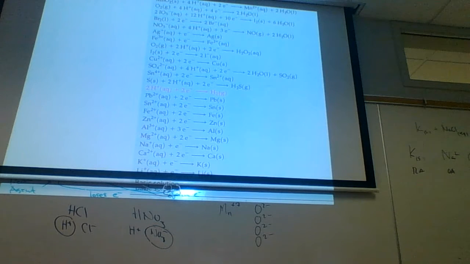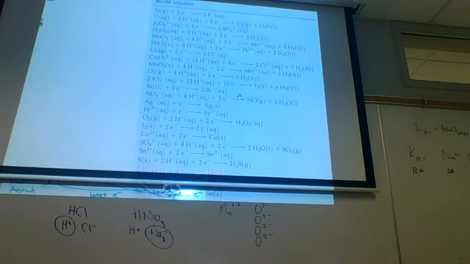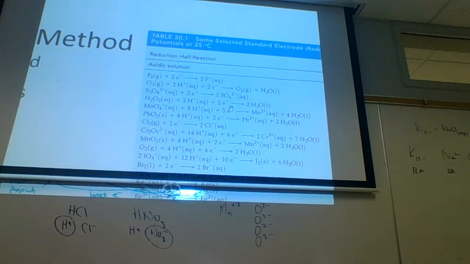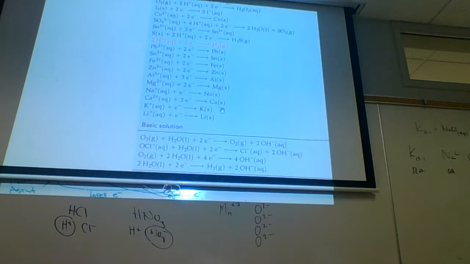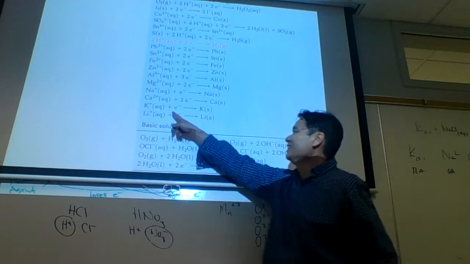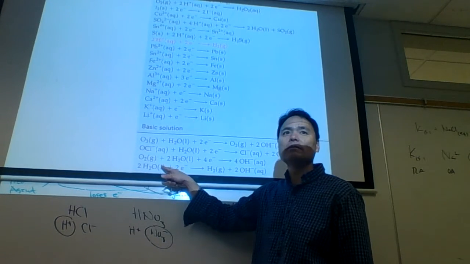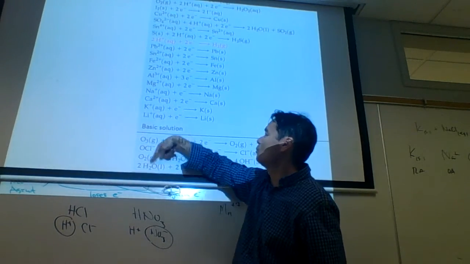Okay, then what we do is we pick the strongest reducing agent and the strongest oxidizing agent. So let's pick the strongest oxidizing agent. What is the strongest oxidizing agent on the chart? Fluorine. Well, we don't have fluorine. So what do we have? We have sodium ion and water. And so let's go down the chart. Here's sodium ion. Here's water. So sodium ion's stronger than water, right?